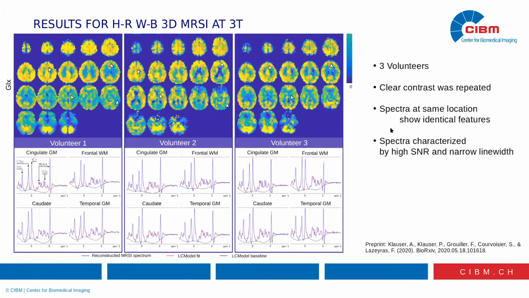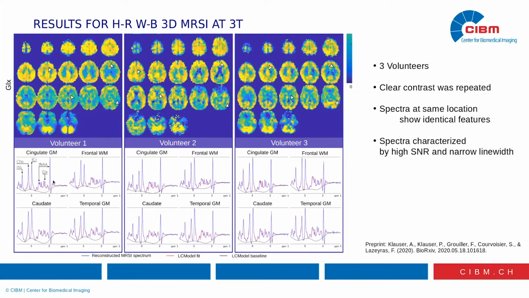We also checked how we can reproduce these data sets. We all know that sometimes we are just a lucky case when the measurement goes well and we cannot reproduce the data. So we reproduced the data over 3 volunteers. And surprisingly, we had good quality. For instance, the GLX map here still preserves the good contrast of the gray matter and white matter. And also the spectral quality is particularly good.